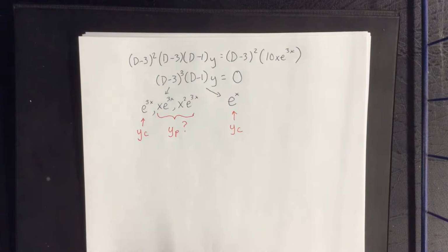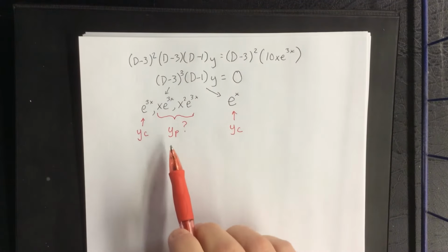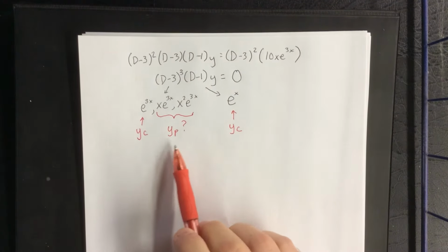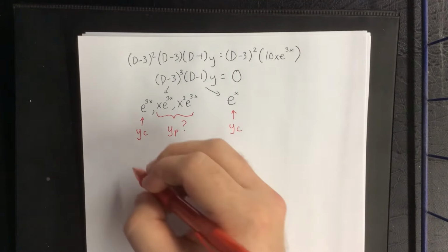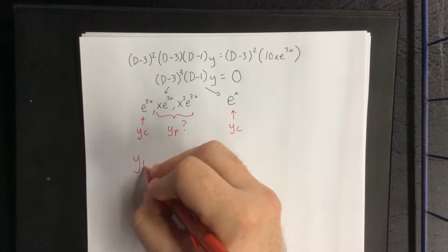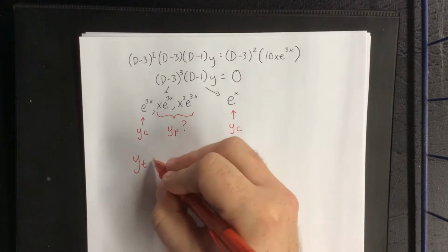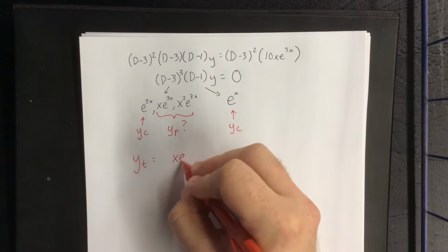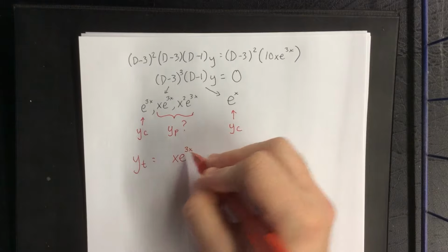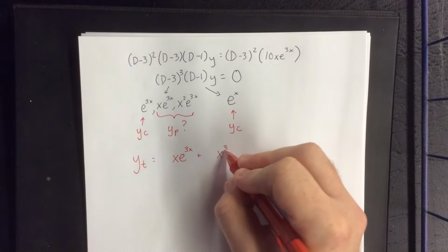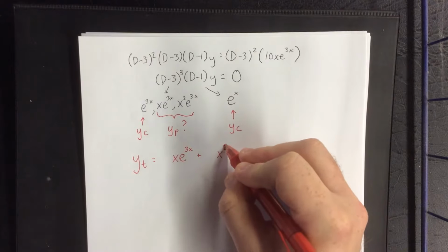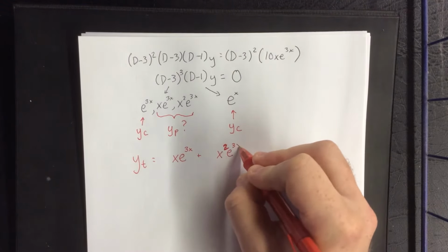The reason we call it the method of undetermined coefficients is because this is part of the particular solution, we actually solve for all of the coefficients of our linearly independent solutions. So what this creates for us is what we call a trial solution. The trial solution is going to be comprised of x e to the 3x as well as x squared e to the 3x.